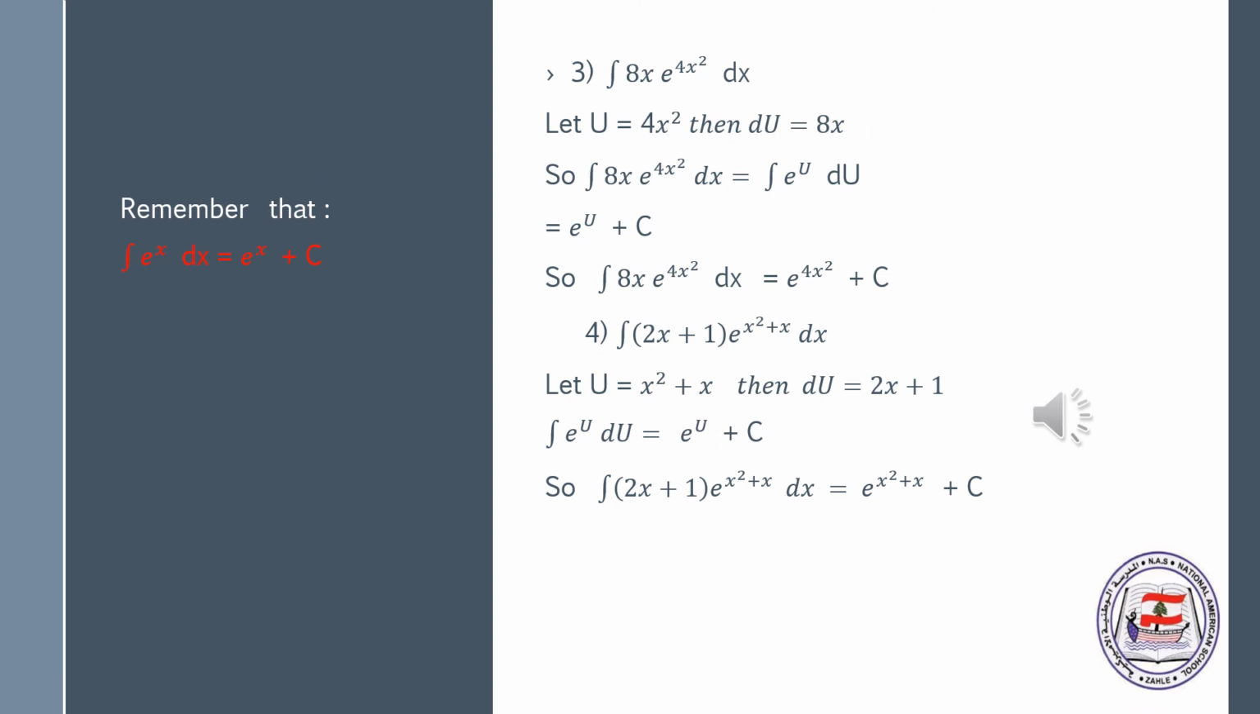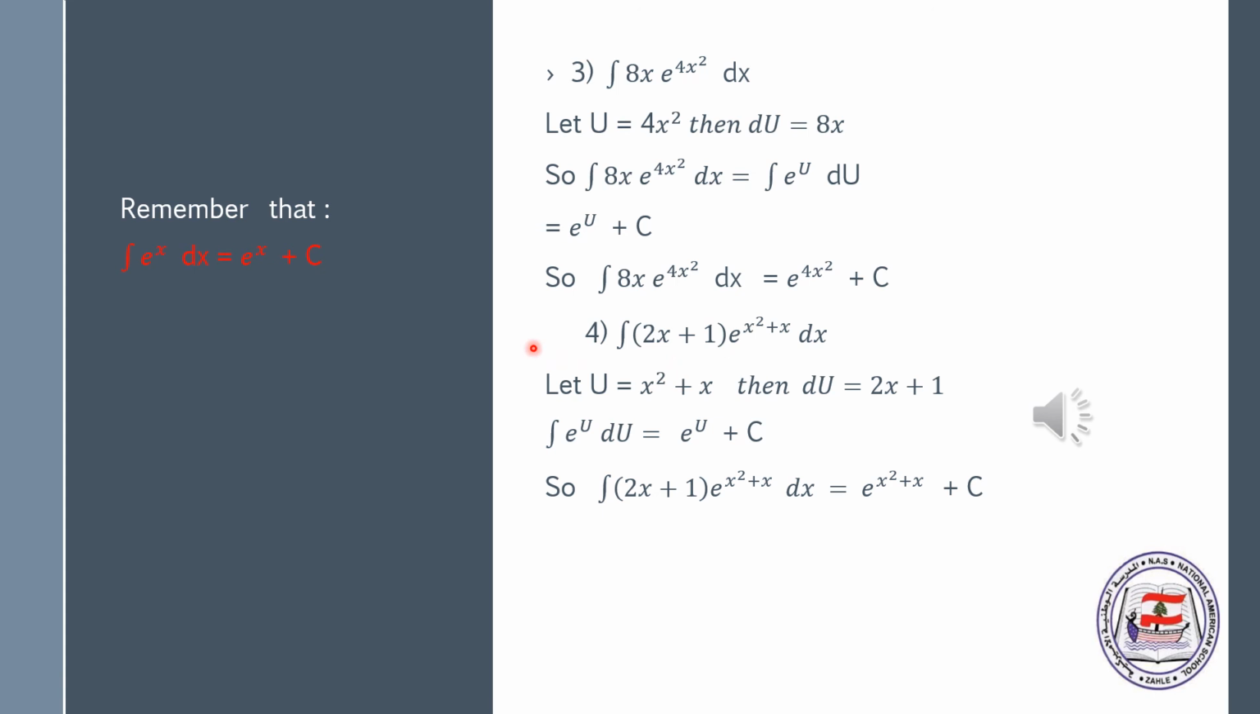Example 3. If we need to calculate the integral of 8x e to the power 4x squared dx, we need to take the supposition u is equal to 4x squared. Then step 2, do the derivative of 4x squared, it's 8x. Step 3, replacing by the new variables u and du, we get the integral of e to the u du. So the final answer is equal to e to the u plus c. And as we need to give our answer in terms of x, at the last step, replace u by the expression in terms of x, we get e to the power 4x squared plus c.